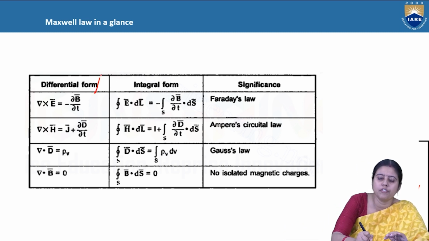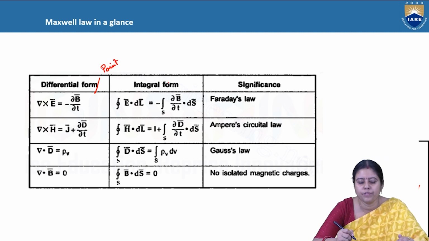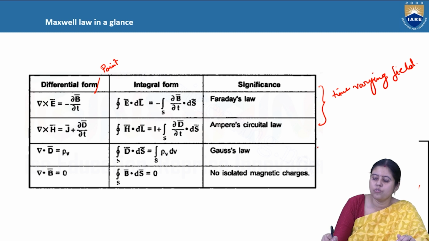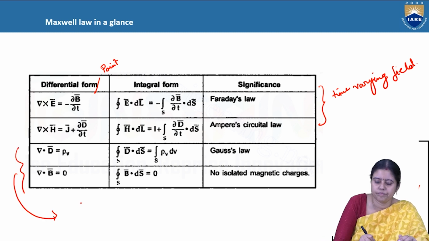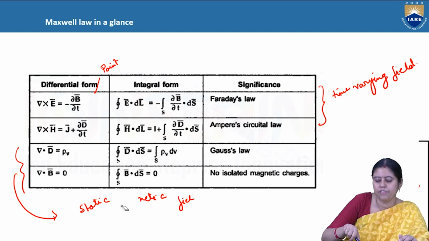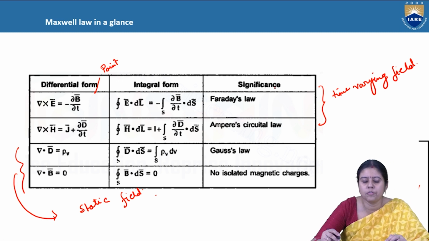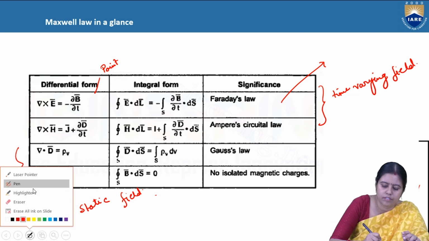We can write the equations in differential form or point form, and also in integral form. Two equations are for the time varying field and two equations are for the static field. First we will talk about the two for the static field. The first equation I can write as follows.